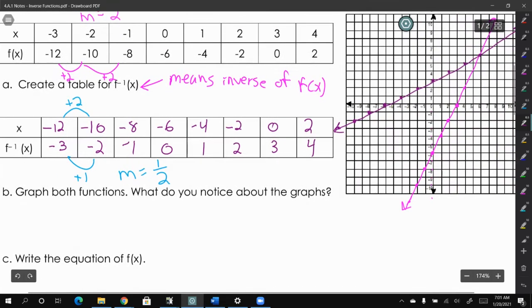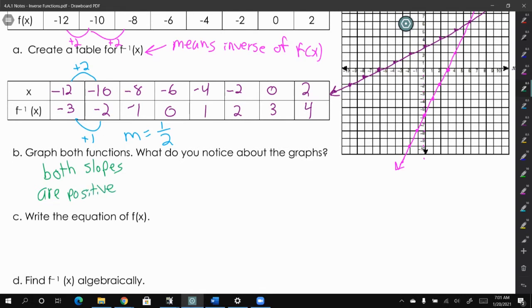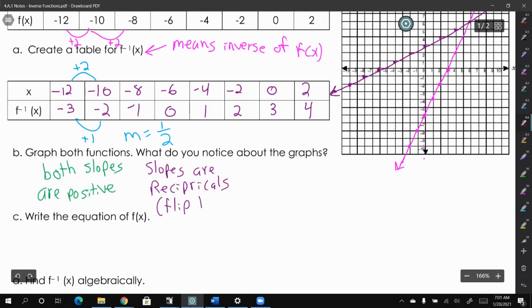Okay. So we graph both functions. What do we notice about them? Well, both slopes are positive. They're both going up and to the right. The slopes are also reciprocals. And remember, reciprocal is when you flip the fraction. So slopes are reciprocals. And that's when you, again, flip the fraction.